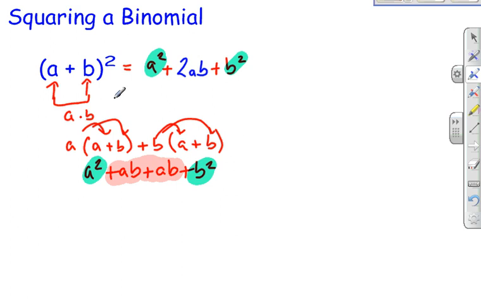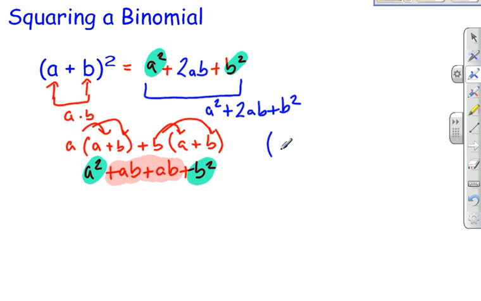So what we really need to do is square the first term, square the second term, multiply the two terms together, and double it. So let me do another problem using this. And this is called the general form here. The general form for squaring a binomial is A squared plus 2AB plus B squared.